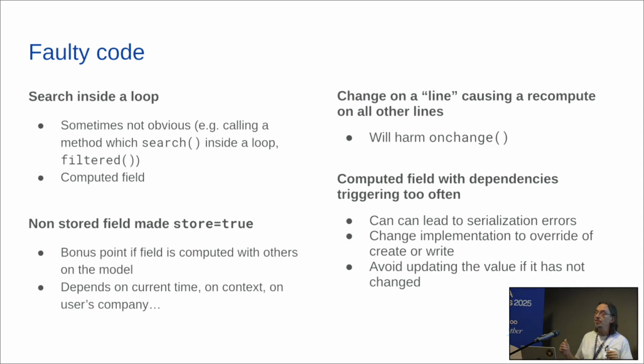Sometimes that field is computed with others and you make only one of the fields stored, and you will get bad performance for that. Typically, they are non-stored because we don't want to have them stored, or they depend on the current time, or they depend on the context, or on the company, or they have very complex triggers which would make them recomputed all the time and impact the performance. So don't do that by default.